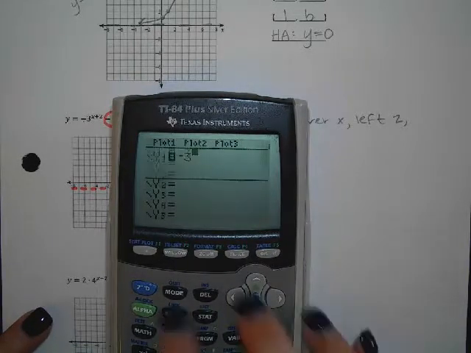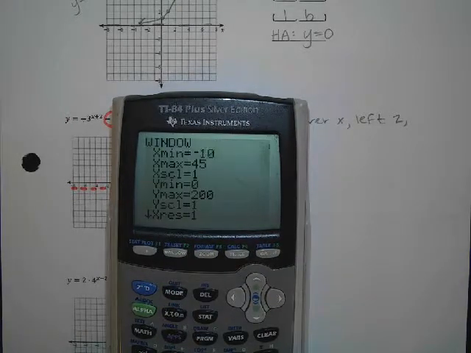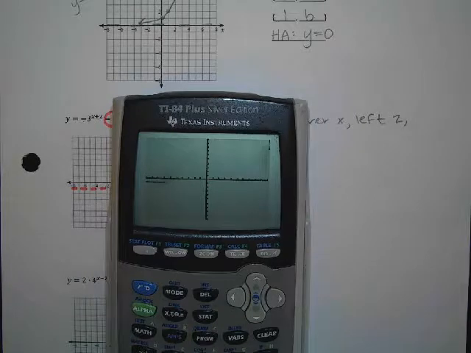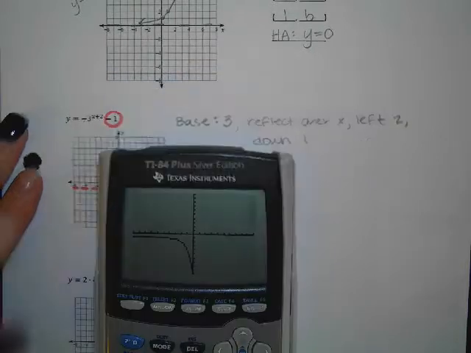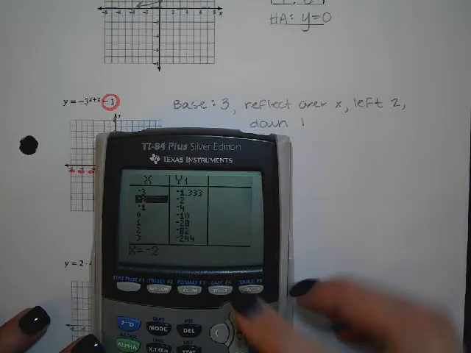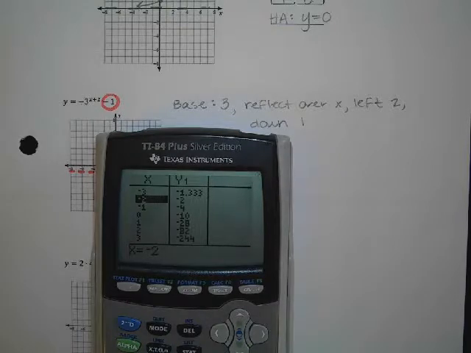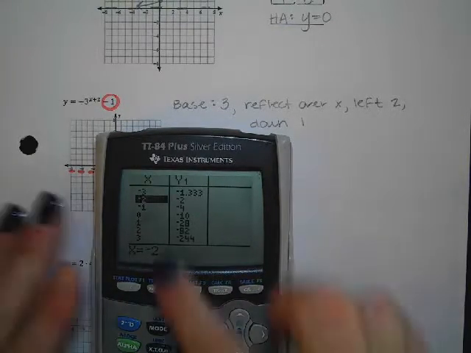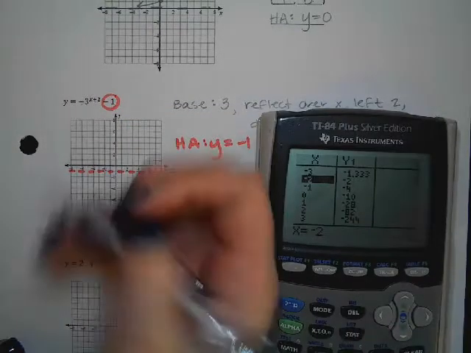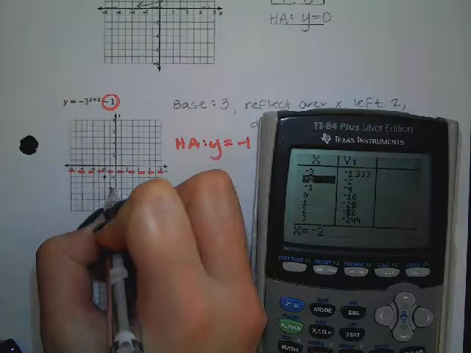So -3 to the x plus 2 with a -1 on the end. And I'm just going to go ahead and make my window normal again. All right, and when I look at the table, this transformation was left 2. So I'm going to look for -2, and then a couple of points around there. And the reason I'm going to look for that point is because that point is usually the easiest to graph. So -2 has the y-coordinate -2. And then -1 is -4.